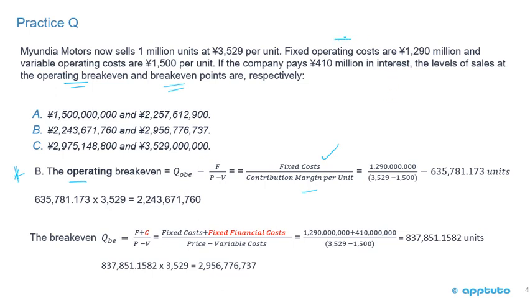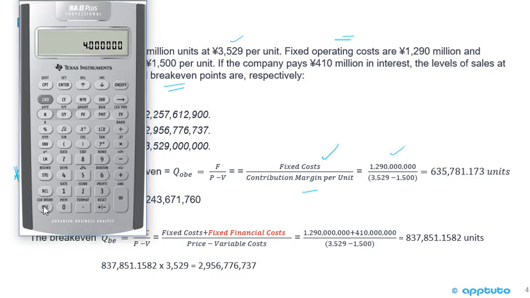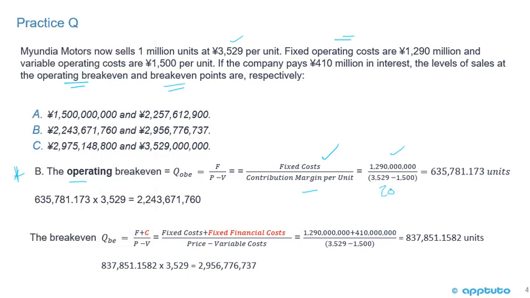So they're giving us our fixed costs here. Fixed operating costs, 1,290 million yen. As I said, you've got to be careful with the zeros. That's how we write that out. And divided by the contribution margin per unit, we've got it because we've got the selling price, 3,529 per unit, and the variable costs at 1,500 per unit. So sales minus variable costs per unit gives our contribution margin. If I bring up the calculator, it's 3,529 minus 1,500, and we've got our contribution margin per unit of 2,029.